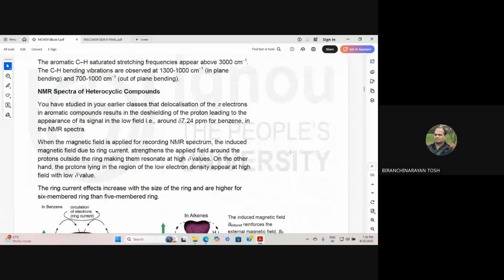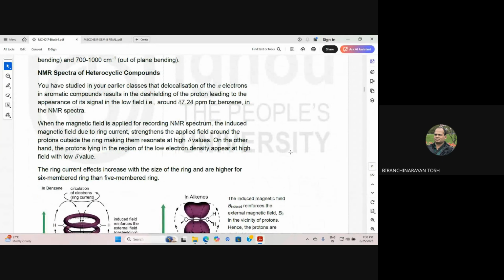Then NMR spectra, nuclear magnetic resonance. In this case, we use the radio wave. In the infrared, we have higher frequency; higher wavelength or lower frequency is radio wave. So radio wave, what will happen? We have to make resonance with the nuclear spin of the atom, or the constituent atom of the compound.